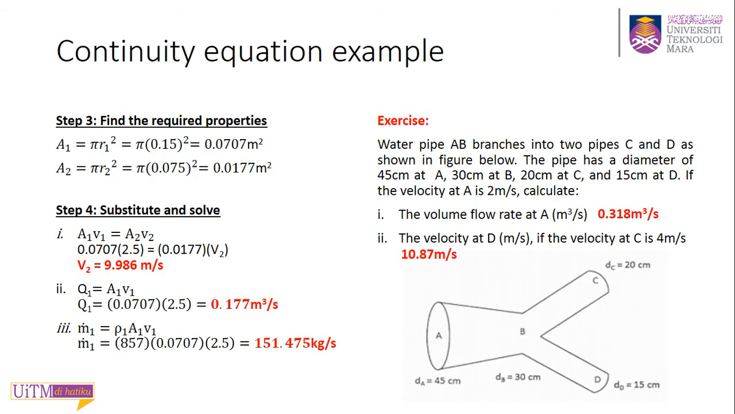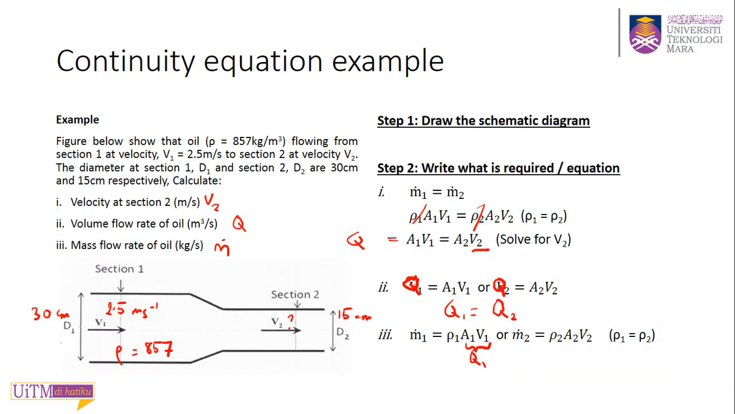Okay, so this is the solution. To find area, remember the area for a cylinder is pi r squared. They gave you the diameter here, 30 cm and 15 cm, so you need to change it into radius. So this is 15 cm radius, and you need to change it into meters, so this is 0.15 meter. And for this one, 15 divided by 2 is 7.5, so your radius is 0.075 meter.